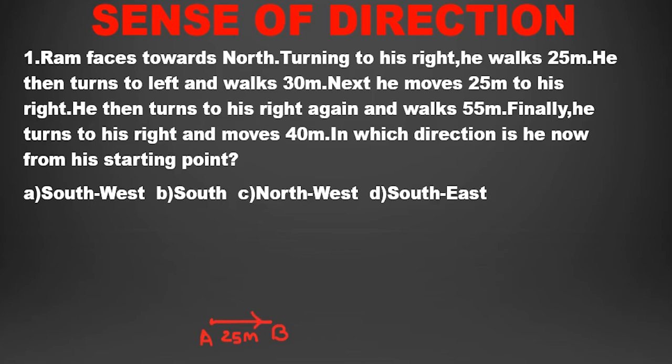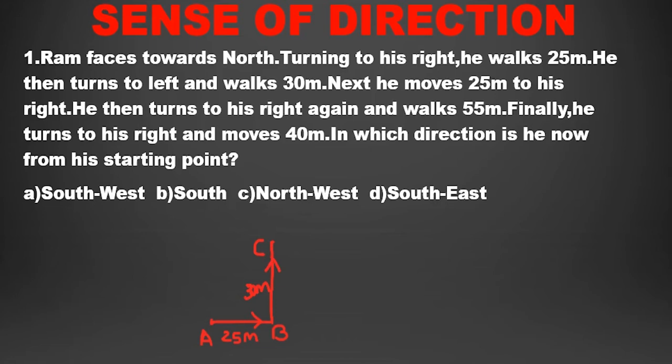He walks 25 meters to his right up to B. He then turns to left. From B, he turns left and walks 30 meters upwards, up to C. Let the point be C.